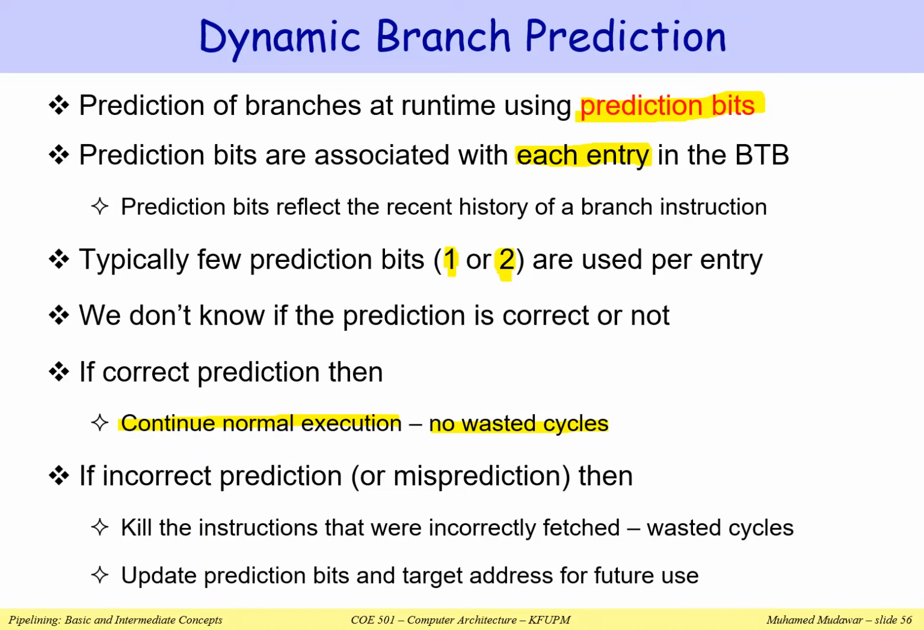However, if we have an incorrect prediction, which is called a misprediction, we have to kill the instructions that were fetched along the wrong path. Okay, so these instructions, we have to kill them, and therefore we waste clock cycles. And then we have to update the branch target buffer. We have to update the prediction bits. We have to change the program counter, and we have to go along the correct path. So this way we are wasting clock cycles, but we are making this update so that in the case when we encounter the same branch again in the future, we'll have a correct prediction.